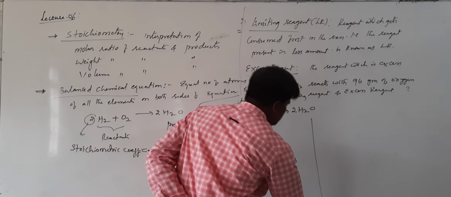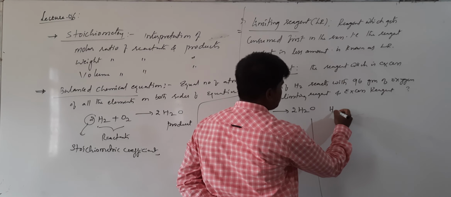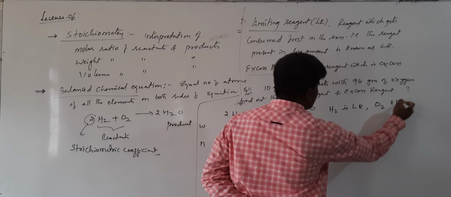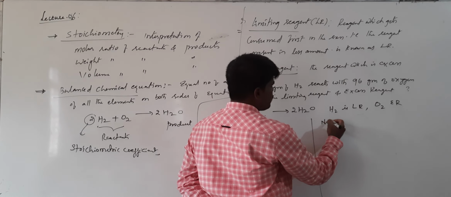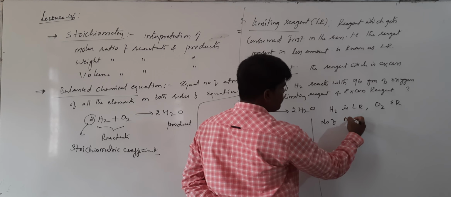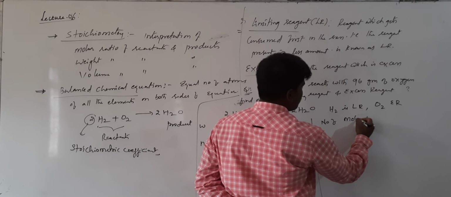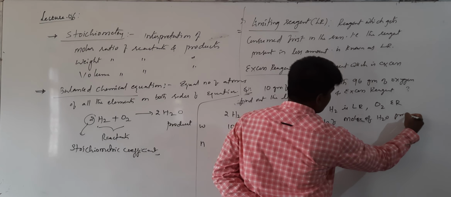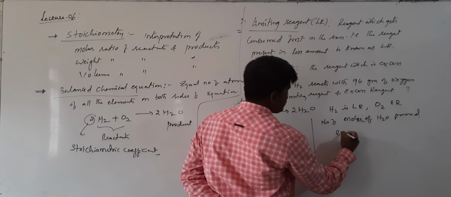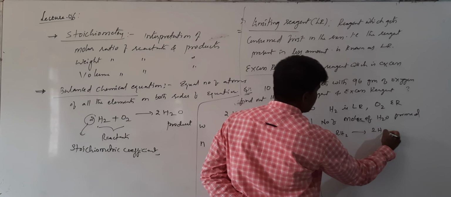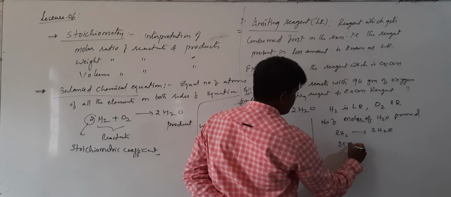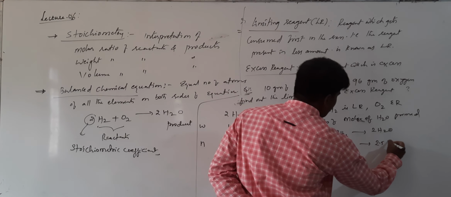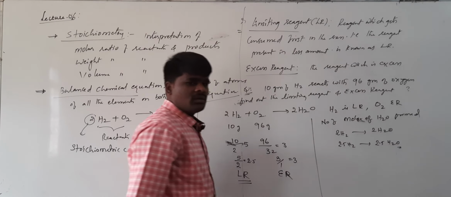So what we say? We can also say hydrogen is the limiting reagent whereas oxygen is the excess reagent, and the number of moles of water formed will be determined by hydrogen. How to identify this? If 2 moles of hydrogen gives 2 moles of water, then 2.5 moles of hydrogen will give how many moles? It will give 2.5 moles of water, right?